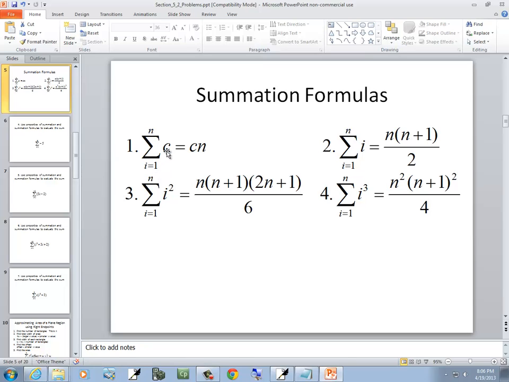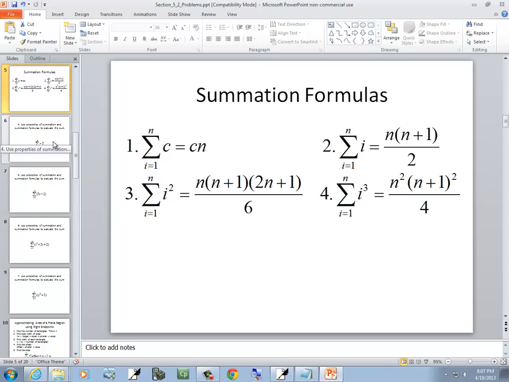What this says is we're finding the sum from i equals 1 to n of c. C is a constant. And if that's true, then you just take your number times n. Our second one, we're finding the sum of i. That's equal to n times n plus 1 over 2. The sum of i squared is n times n plus 1 times 2n plus 1 over 6. And the sum of i to the third is n squared times n plus 1 squared over 4.